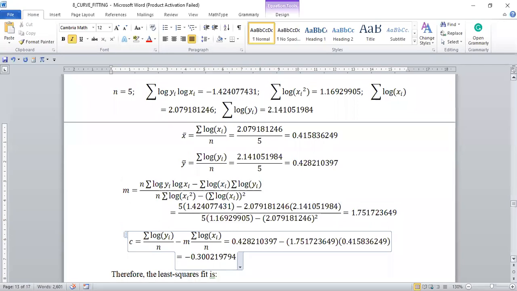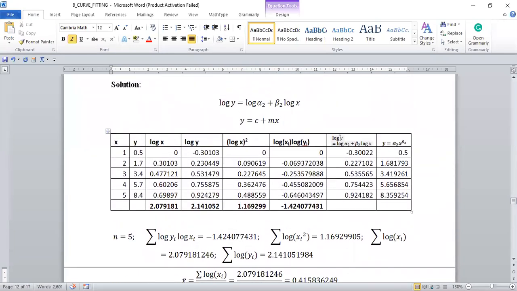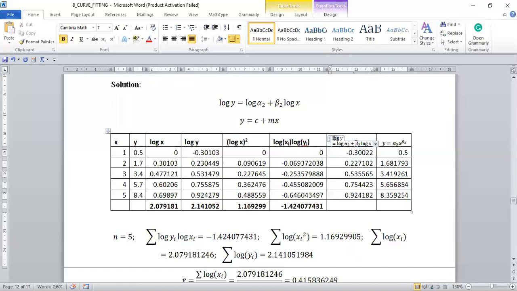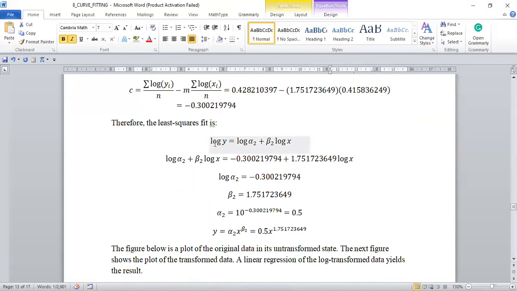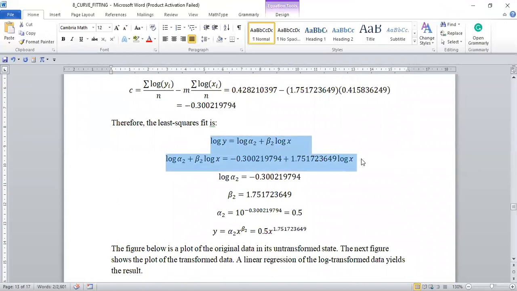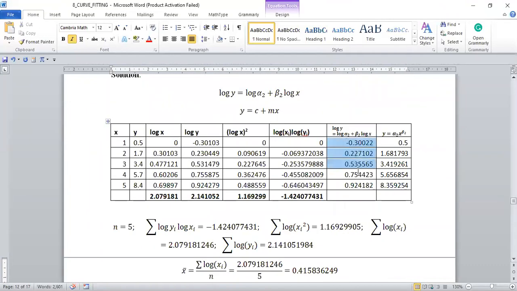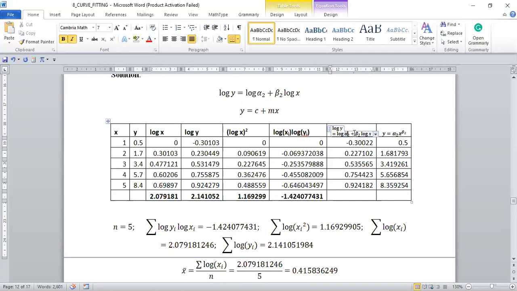So let me go back to the table. This is the intercept, and here is the slope of the line that we got using the linearized form. In order to convert back into the non-linear form, this is the linearized form, and this is what we got. So this is the intercept, and this is the slope. If we are to construct this particular table, it is using the linear form. So this is our intercept and this is our slope.